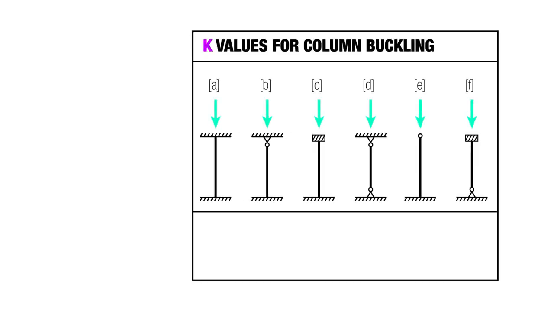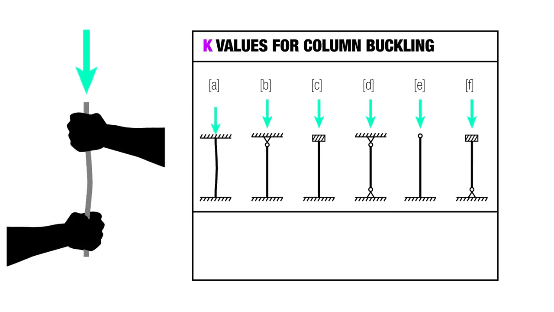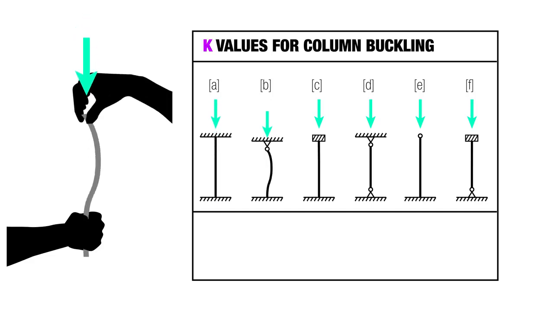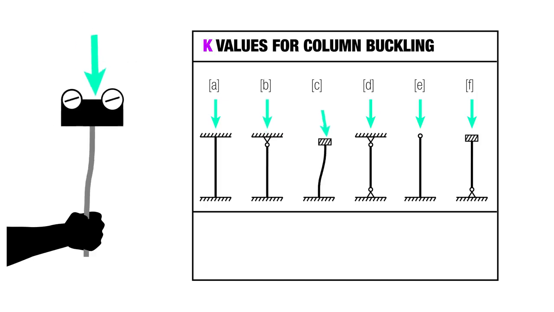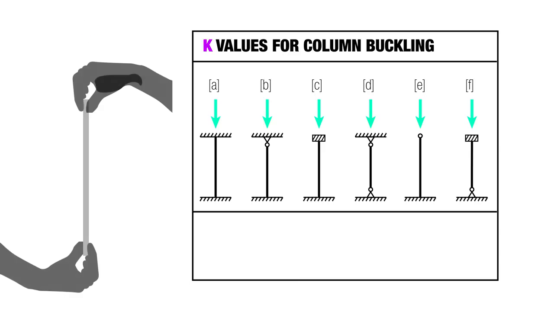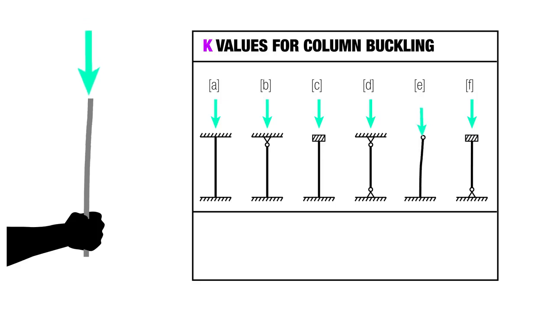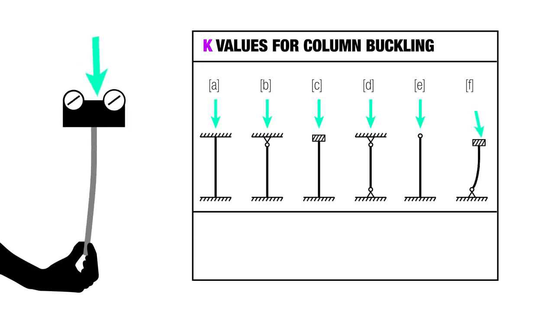Now we're looking at a table, and here you have just different flavors of column. So in A, you have fixed at the top and bottom. On B, you have a pin connection at the top and fixed at the bottom. On C, you have something that's rotation fixed but translation free on the top, and something that's rotation and translation fixed on the bottom. On D, we have two pin connections. On E, you have something that's fixed on the bottom and allowed to kind of move around at the top. And then on F, we have something that has a pin connection on the bottom and translation on the top.